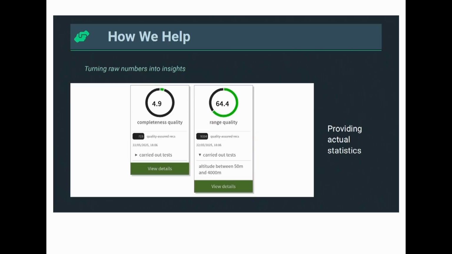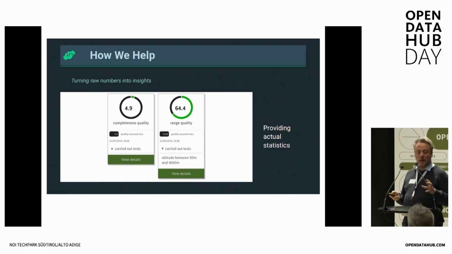Then if you want to go further, you can see more details of one data set. The tests are split in categories, so you can see the quality for each category, and for each category which tests were performed. So you can have this kind of information.